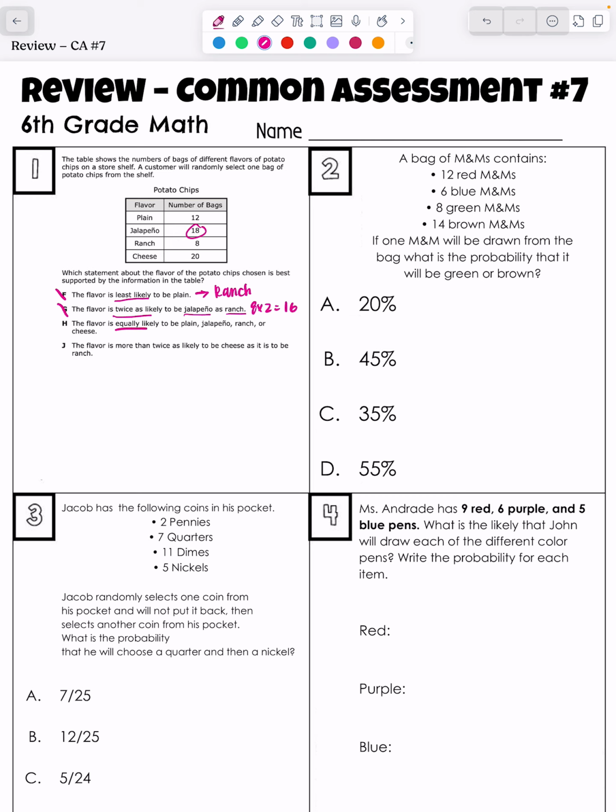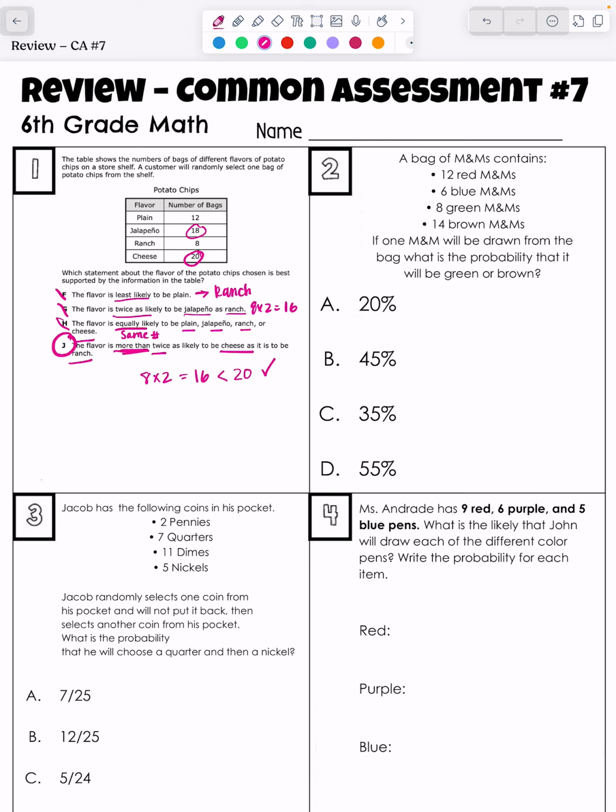The flavor is equally likely to be plain, jalapeno, ranch, or cheese. So equally likely means that they have to be the same number. And we can see 12, 18, 8, and 20 are not the same number. So that is wrong. So let's see why J is right. The flavor is more than twice as likely to be cheese as it is to be ranch. So if I do 8 times 2, the 8 is from the ranch, that's 16. Is 20 more than 16? It is, so J is correct.